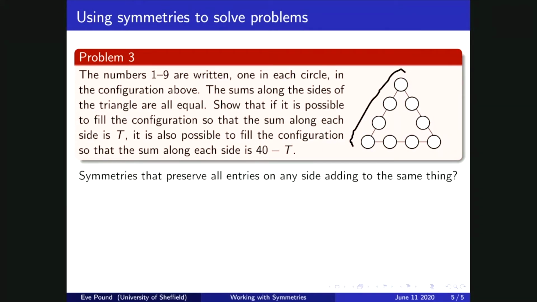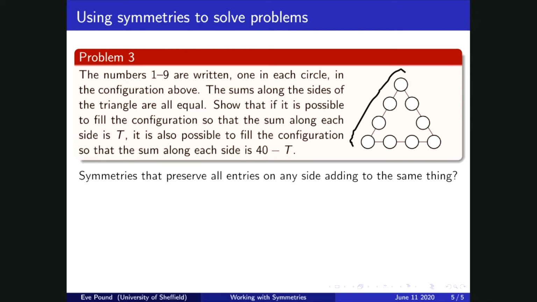Okay, so remember, what I'm looking for is a way of taking an existing solution with total t, for example, the one that we had with the total 20, and a way of changing that particular configuration that gives me another one, where I've still got all of the entries on any side adding up to the same thing.